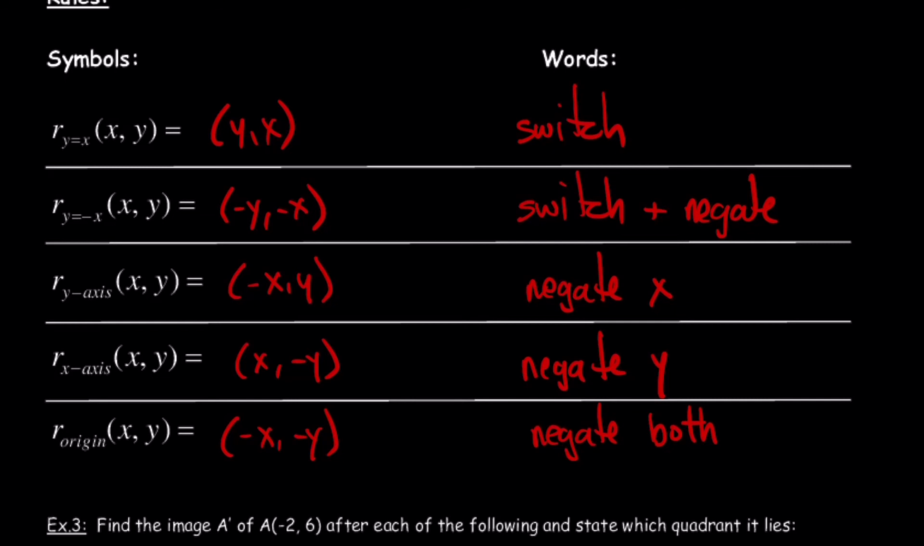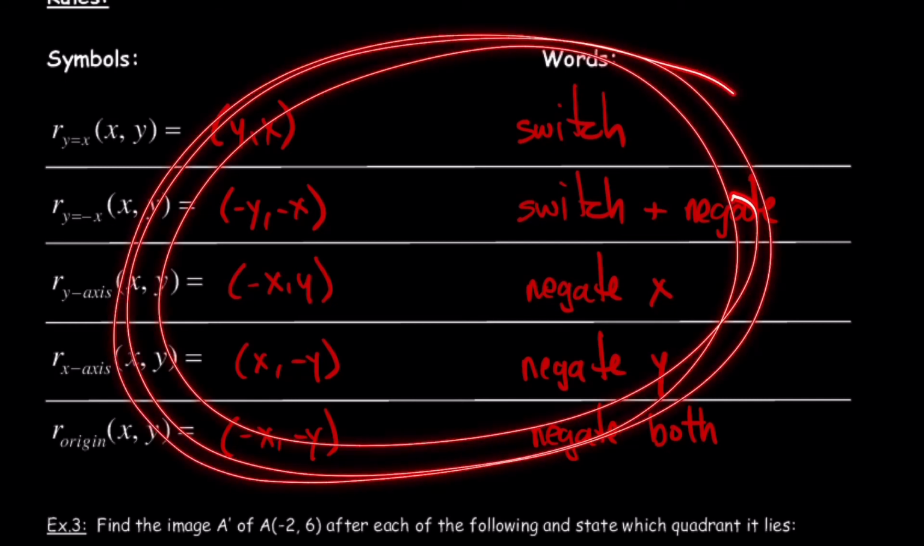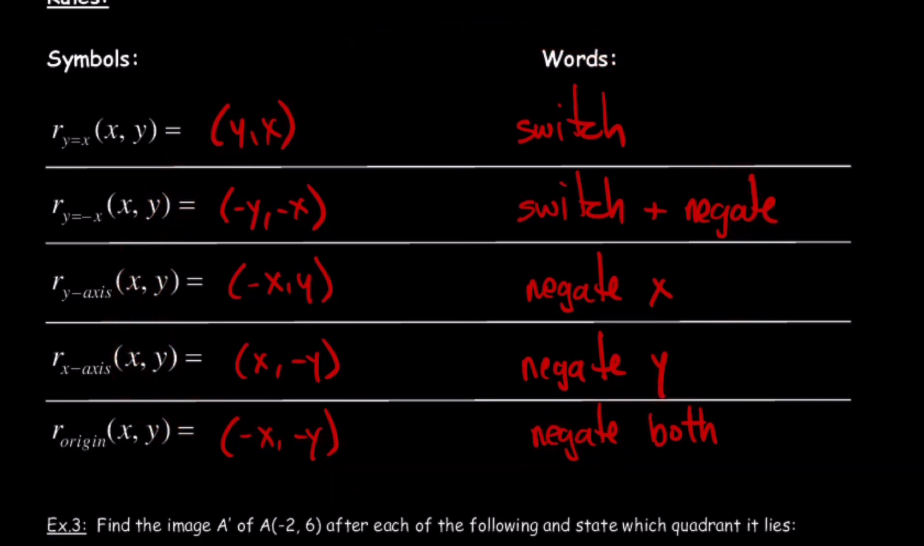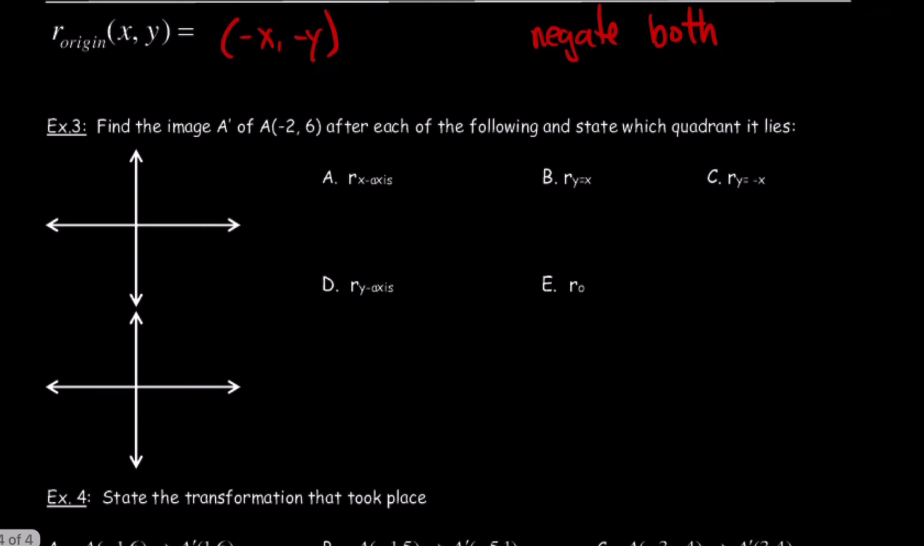All right, so what we're going to start doing is using these rules rather than graph each point. So let's see if we can do that here. It says find the image A prime of A, which is negative 2, 6, after each of the following and state which quadrant it lies in. So first of all, let's just sketch negative 2, 6. Negative 2, 6 is approximately right here. Here's point A.